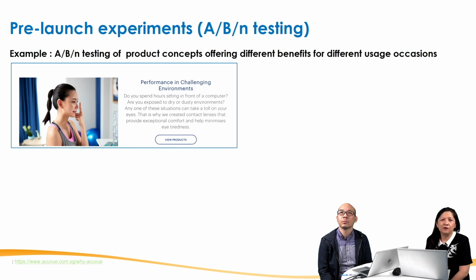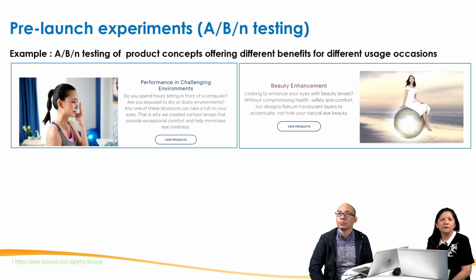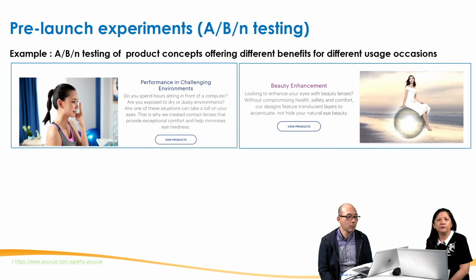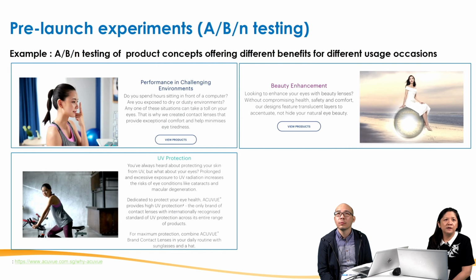For example, in the contact lens company, they are interested to test whether different benefits for different usage occasion would actually induce more patients to buy their contact lenses. So the first creative is on advertising contact lens in terms of being able to perform in challenging environments, vis-a-vis another creative to look at beauty enhancement as a benefit for contact lens users, vis-a-vis UV protection. So these are actually 3 different benefits. You can consider this as A, B, C, 3 different types of creative approaches.